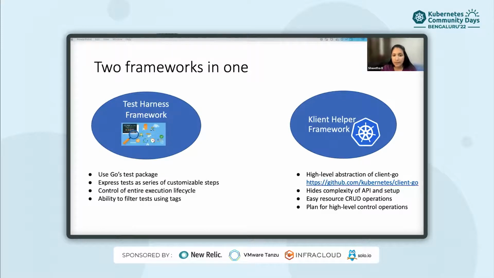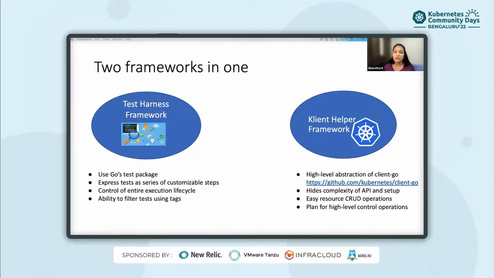In the e2e framework, we have two frameworks. One is the test harness framework and the other is the client helper framework. The test harness is the one you can use to design the test. Basically it helps you to design the lifecycle of a test. When I say lifecycle, it includes everything from setting up an environment till tearing down the resources.